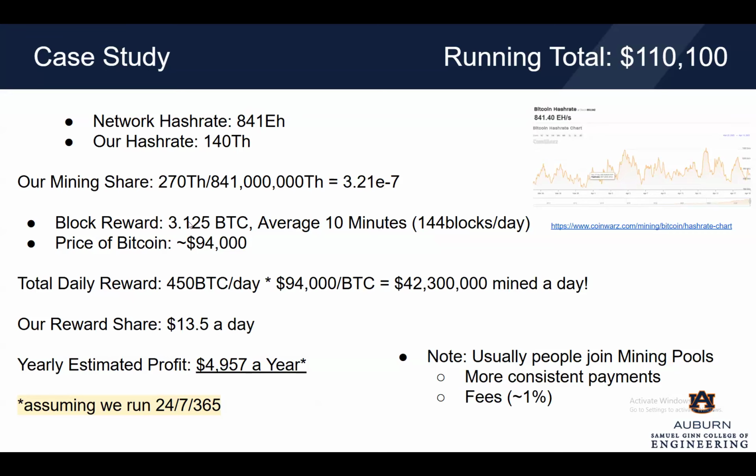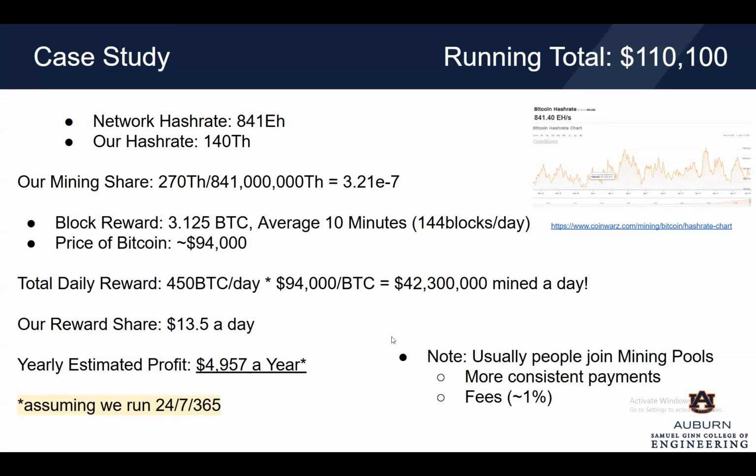Block rewards right now are 3.125 Bitcoin, averaging 10 minutes is about 144 blocks a day. Price of Bitcoin is about $94,000, which means about $42 million is mined a day. Our share of that is $13.50 a day for about $5,000 a year, assuming we run 24/7, 365.